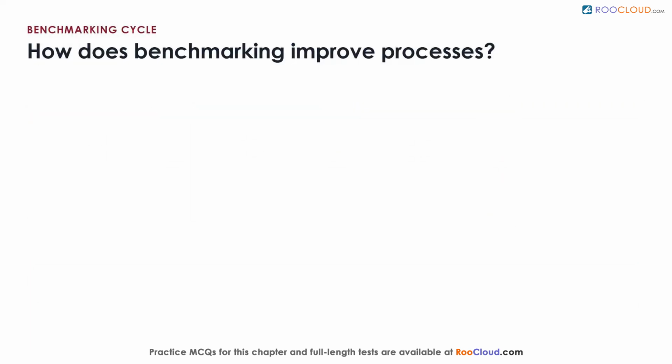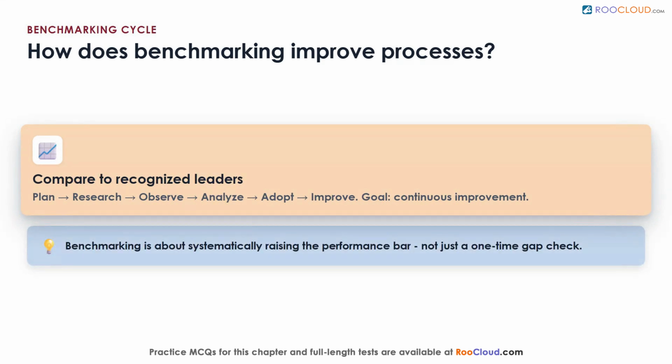A related discipline is benchmarking. It compares your processes against recognized leaders. It runs through a clear cycle. Plan, research, observe, analyze, adopt, and improve. The whole point is continuous improvement.